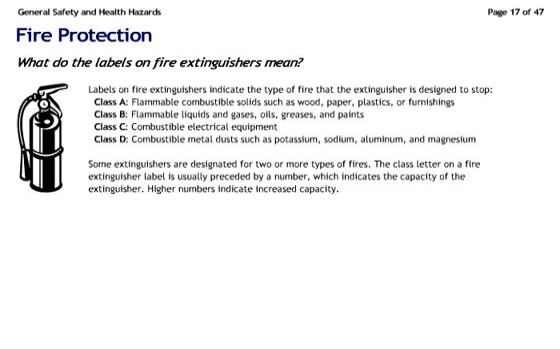Some extinguishers are designated for 2 or more types of fires. The class letter on a fire extinguisher label is usually preceded by a number, which indicates the capacity of the extinguisher. Higher numbers indicate increased capacity.